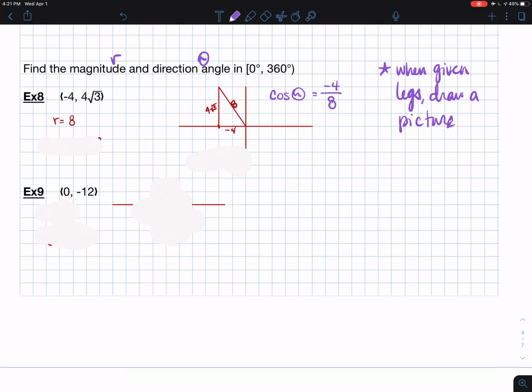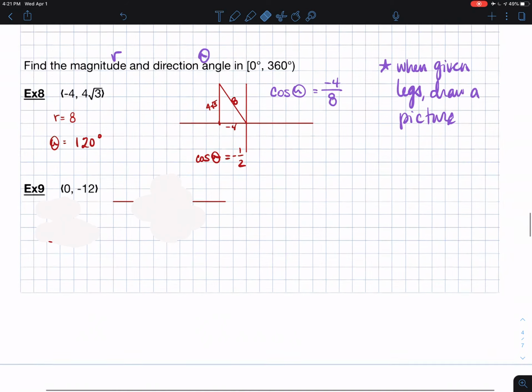Oh, but wait a second. That just reduces to a -1/2. And so then all I have to ask myself is, on the unit circle, where in the second quadrant is my cosine value equal to -1/2? Let me say that again. Where in the second quadrant is my cosine value equal to -1/2? I need my unit circle for this, and I find that my value is going to be at 120 degrees. And again, I'm using degrees because the directions told me to.